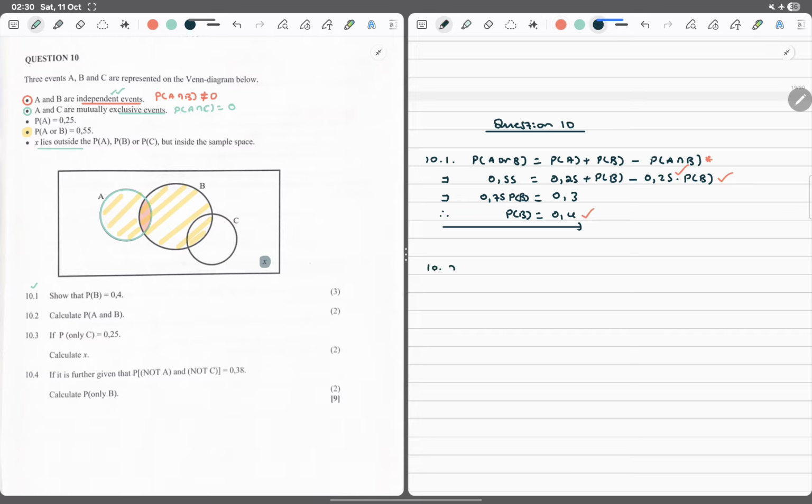Okay, so 10.2. We are told to calculate the probability of A and B. So P of A intersect B is going to be the P of A, which is 0,25 times 0,4. So what do we get? So 0,4 times 0,25, we get 0,1.